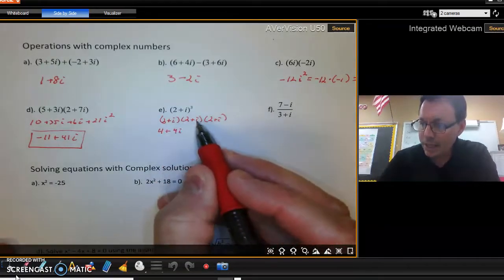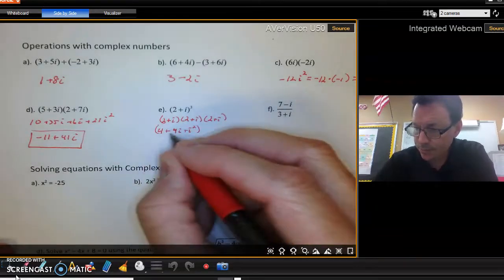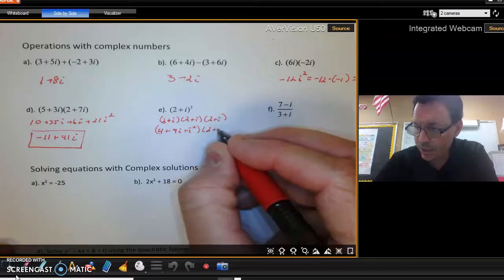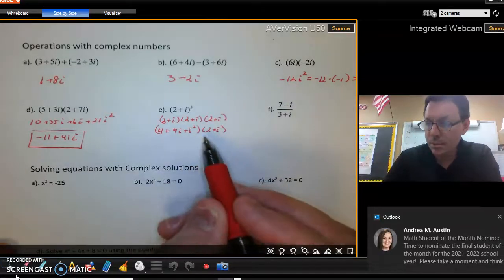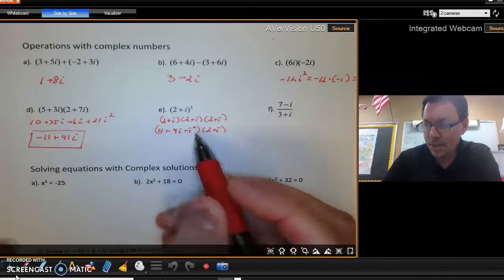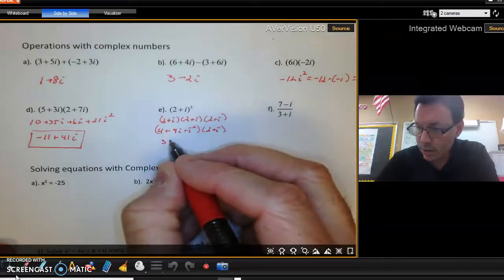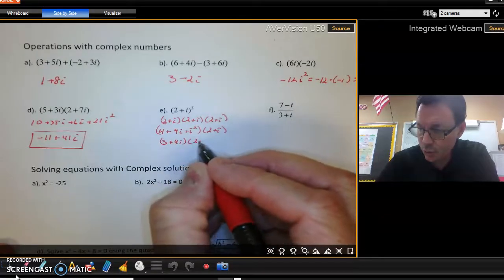And then we're going to get i times i, which is i squared. And that's going to multiply 2 plus i. But first we're going to simplify this. Remember, i squared is negative 1. So this is 4 minus 1, so that's 3 plus 4i times 2 plus i.